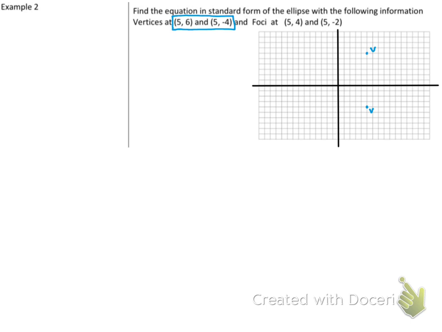So I know that a squared is going to be underneath the y, but I also know that I can find the center right now. So I'm just going to count. If I'm at (5, 6) and (5, negative 4), then I know that my center is going to be at 5, whatever the middle is between 6 and negative 4. So you can just average it. So it's going to be (5, 1). Okay, so now I just found h, k. There's h, there's k. So I know that (5, 1) is where my center is located.